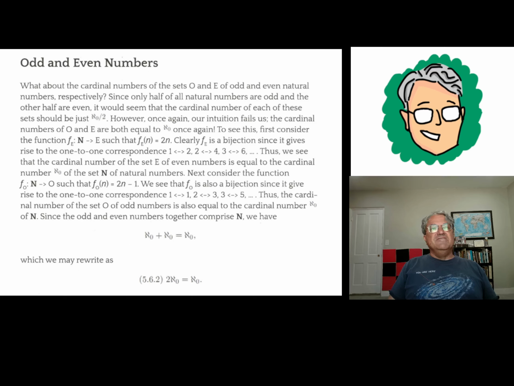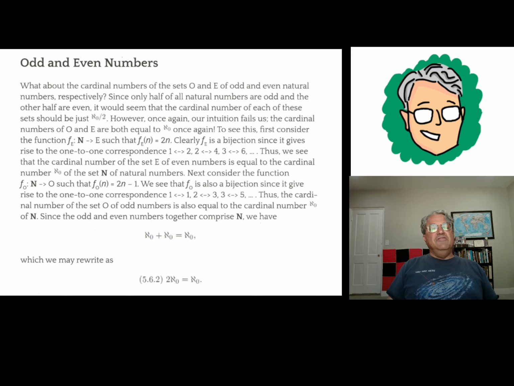That's pretty obvious. If we did numbers 1 to 10, it's easy to see there are 5 odd numbers, 1, 3, 5, 7, 9, and 5 even numbers, 2, 4, 6, 8, 10, and certainly 5 plus 5 equals 10. That's true if you started with any finite set of odd and even numbers.